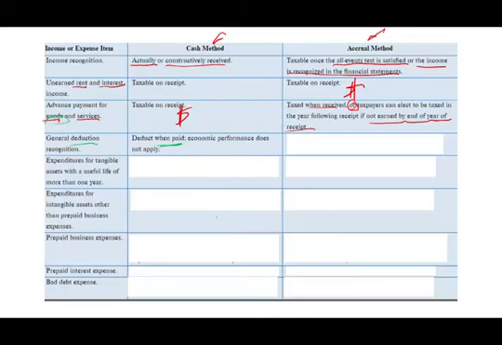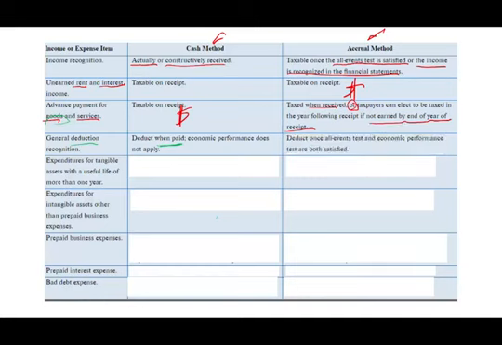Now, bear in mind, not everything. For example, for inventory, there are certain rules. Obviously, if you buy property, plant, and equipment, we're going to look at different rules. But this is the general rule: you deduct it when you pay it. Again, with few exceptions. Okay.